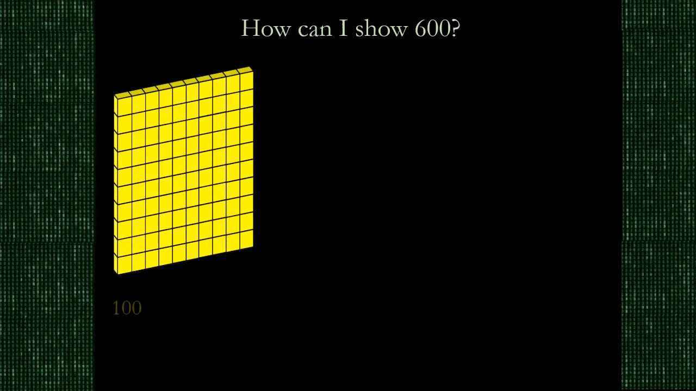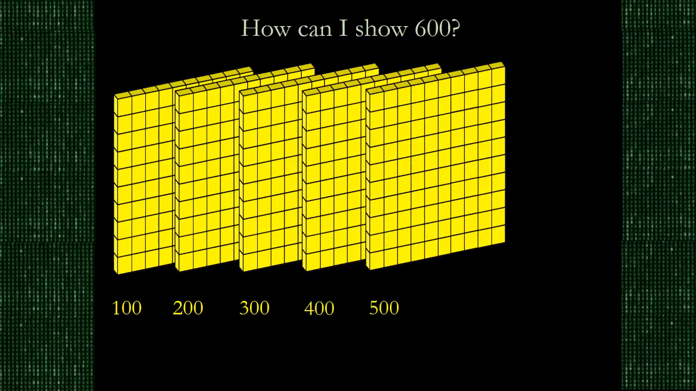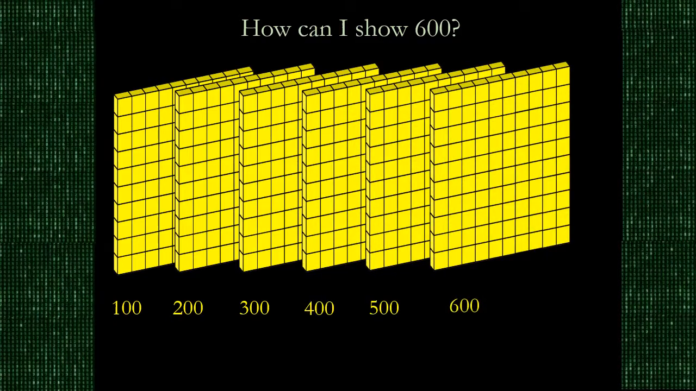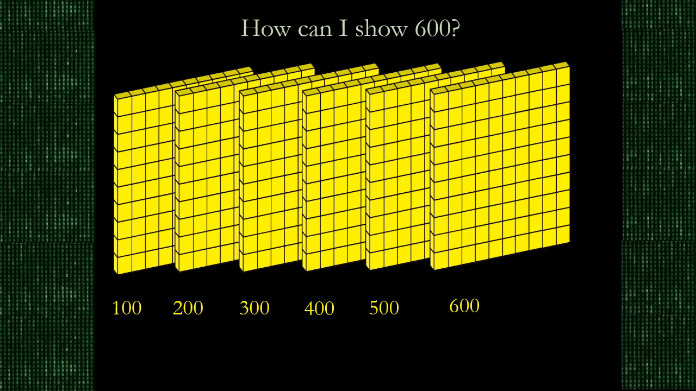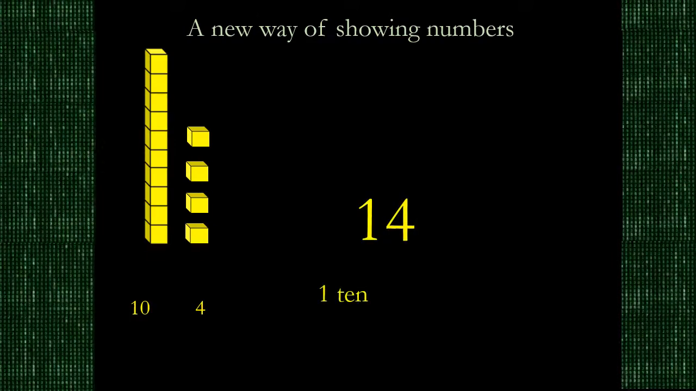And we talked about how we could make really big numbers like 100, 200, 300, 400, 500, 600, and so on. Okay? These are very quick ways of building big numbers. And of course, we can still make small numbers. Here we have a 10 rod and 4 cubes. What does that give us? 14. 1 10 and 4 ones.